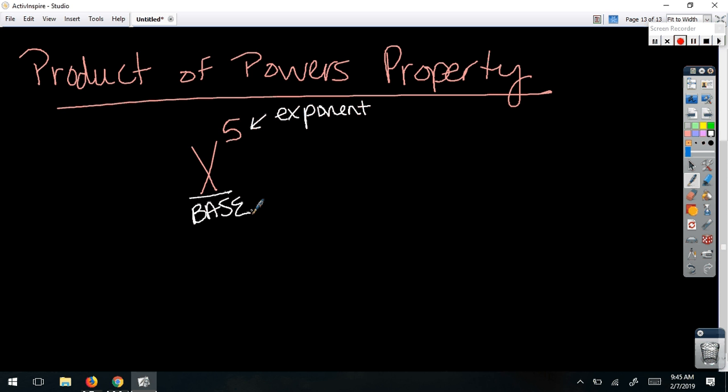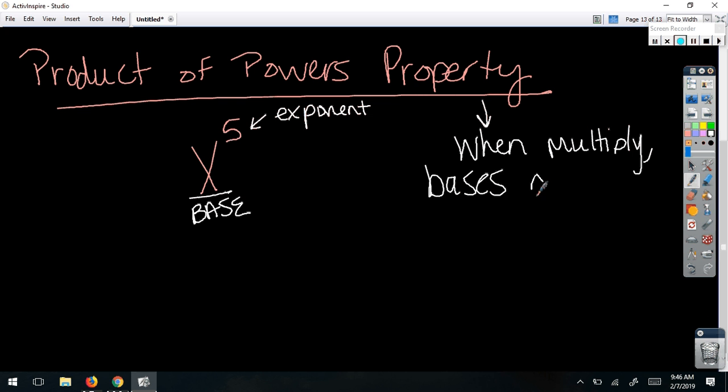So the product of powers property says, when you're multiplying, this is only when you're multiplying, okay? When you're multiplying and the bases are the same, that's crucial. The bases have to be the same. Then you just add the exponents.